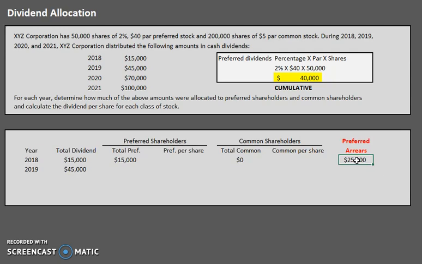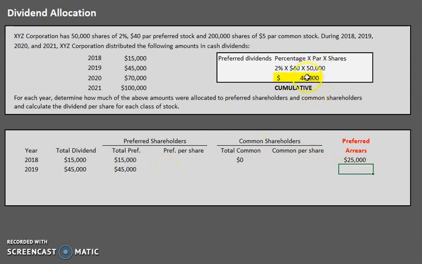So that, remember, is because it is cumulative. If it was not cumulative, that $25,000 would be gone forever. But since it is cumulative, they hold out their hand and they say, I would like $65,000. Now let's ask ourselves, do they have $40,000 plus $25,000? Do they have $65,000 to give out? No, unfortunately, they do not. They only have $45,000. So how much of that $45,000 are the preferred shareholders going to receive? Just the $45,000.